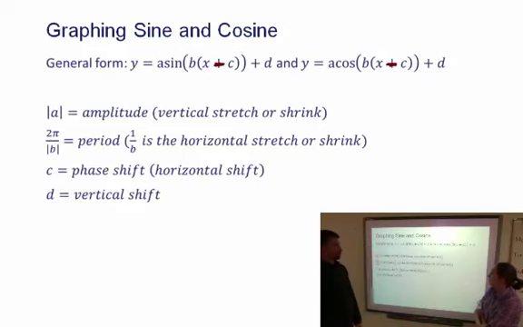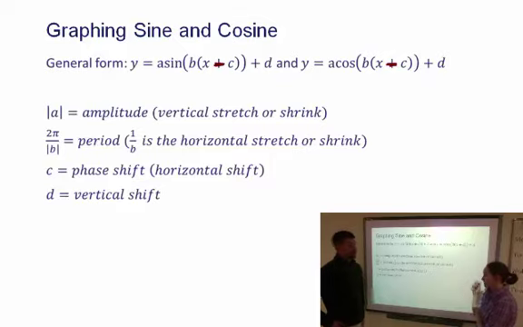Each of these letters, A, B, C, and D, would be numbers in our actual situation, and some of them could be zero. We may not see all of these at the same time. A will never be zero though, as a point of fact, or it won't be a sine or a cosine function. It'd just be a zero function. But here it lists out what each of these letters represents to our graph.